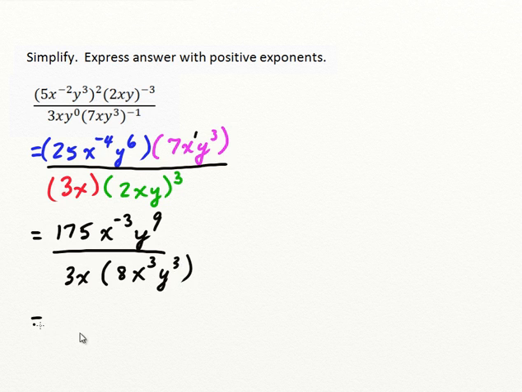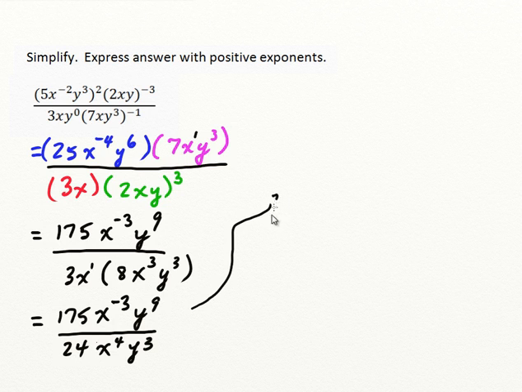All right, well, let's go ahead and just clean up the bottom a little bit here. We'll stay with the top, 175 x to the exponent negative 3, y to the exponent 9. And then on the bottom, 3 times 8, 24. X times x cubed. Now remember, x has an exponent of 1 there. So x times x cubed, add them, x to the exponent 4. And then just the y cubed.